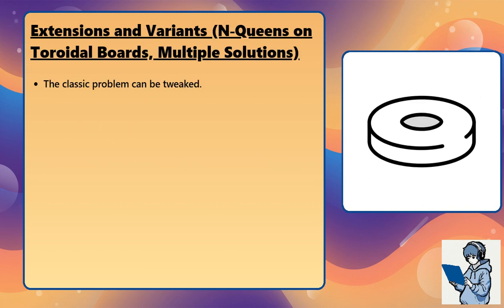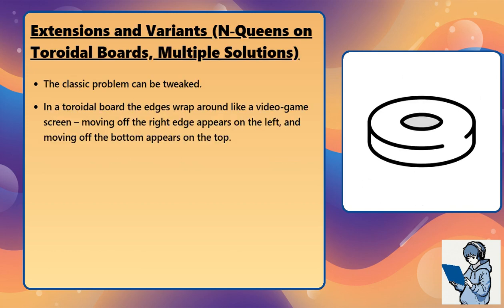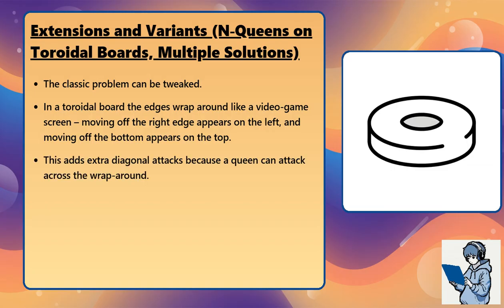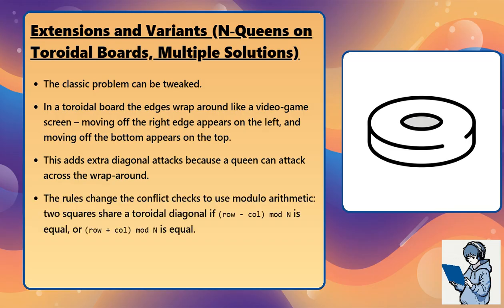The classic problem can be tweaked. In a toroidal board, the edges wrap around like a video game screen. Moving off the right edge appears on the left, and moving off the bottom appears on the top. This adds extra diagonal attacks because a queen can attack across the wrap around. The rules change the conflict checks to use modulo arithmetic. Two squares share a toroidal diagonal if row minus col modulo n is equal or row plus col modulo n is equal. The number of solutions is usually much smaller.